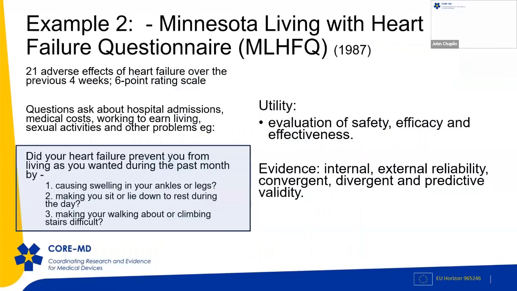The second example is the Minnesota Heart Failure Questionnaire. This is an older questionnaire dating from the 80s. It has a different structure, a different type, which is also what I wanted to illustrate in terms of utility. It has 21 adverse events listed, which the patient then reports on over a 4-week period on a 6-point scale. So the question is, did your heart failure prevent you from living in the way you wanted during the past month? And then a series of different adverse events which may have prevented that.